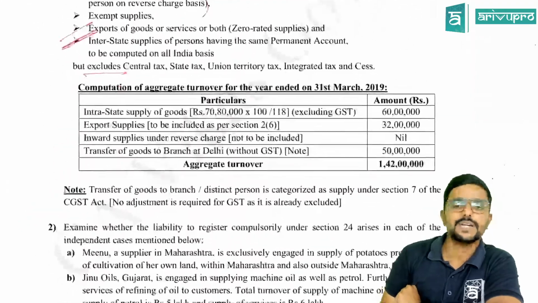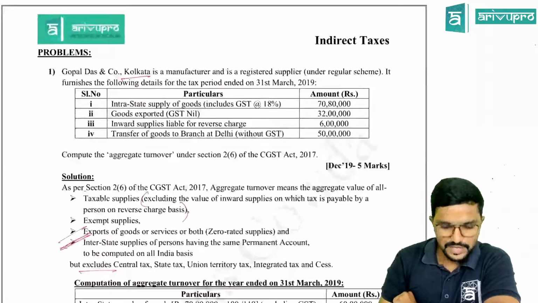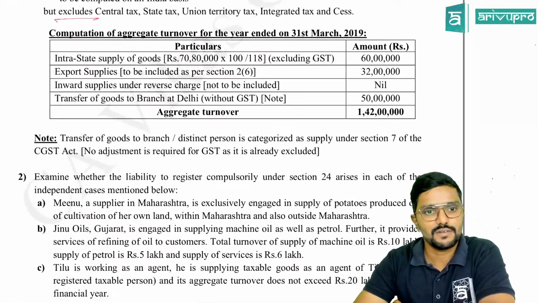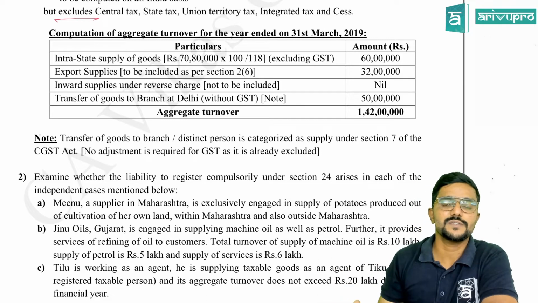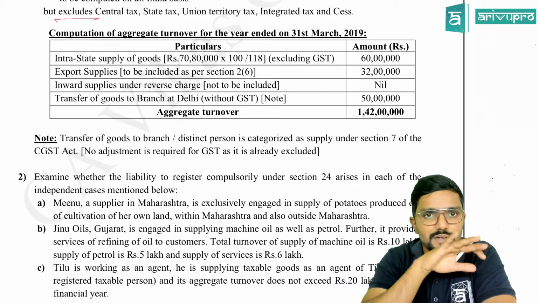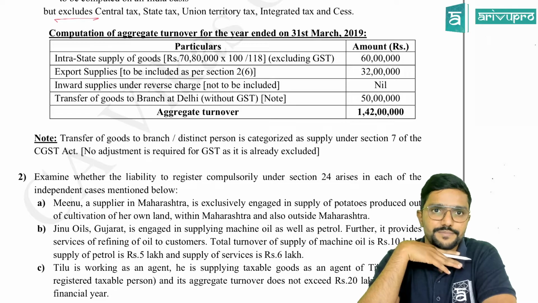So what is the aggregate turnover of Gopal Das? Yeah, Gopal Das, 1 crore 42 lakh. They have just asked this. They have not asked anything else with respect to this, because there is one more question on this where they have also asked whether a person is liable to be registered. But in this question they have not asked anything like that. So stop your solution here only, guys.